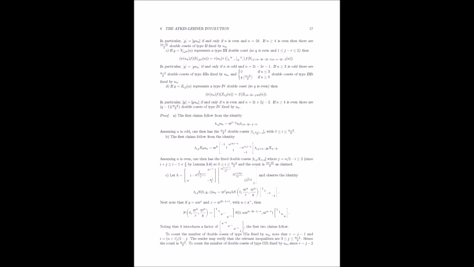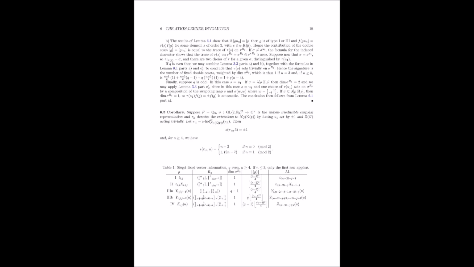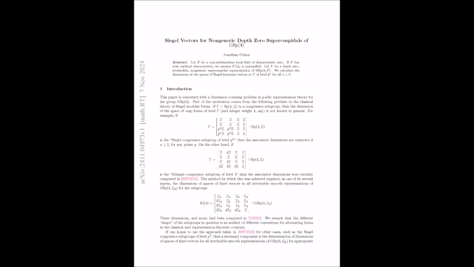For n = 3, both representations have a signature of one. But for n greater than or equal to 4, the formulas change depending on whether n is even or odd, and they behave differently for plus and tick. So this concrete example really helps to see how those abstract formulas actually work. It does. Corollary 6.3 really drives home that connection between the Atkin-Lehner involution and the structure of these representations.